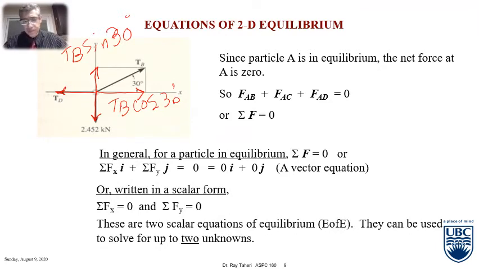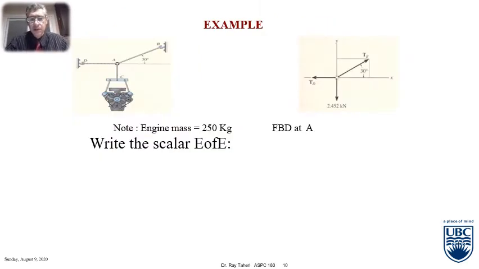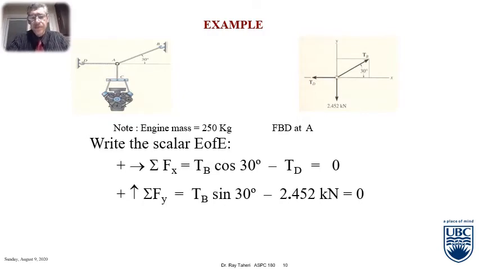So I simply write them in both X and Y: sum of all the forces in X equals zero, sum of all the forces in Y equals zero. If it is in equilibrium, the summation should be zero, both in X and Y in 2D. And then we can simply write the equations here. So as I continue here, TB cosine 30 minus TD equal to zero, and TB sine 30 minus 2.452 kilonewton, or 2,452 newton, should be equal to zero.